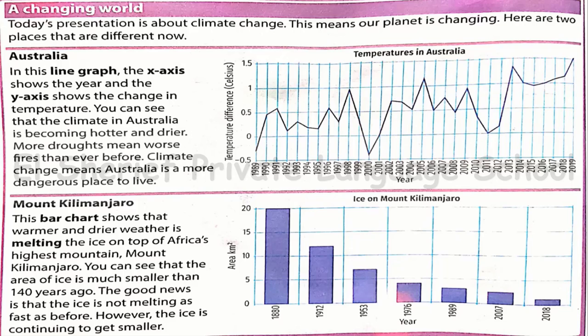Here we have many things to say, so let us focus for the beginning just on the grammar. As I told you before, we are going to pause the video when we see the comparative adjective. Now let's move on. This bar chart shows that warmer and drier weather is melting the ice on top of Africa's highest mountain. So I know that you just got the comparative adjectives.